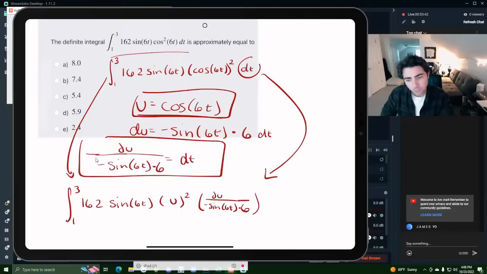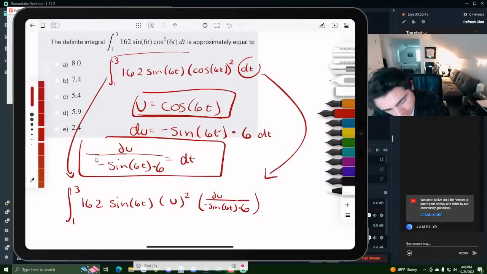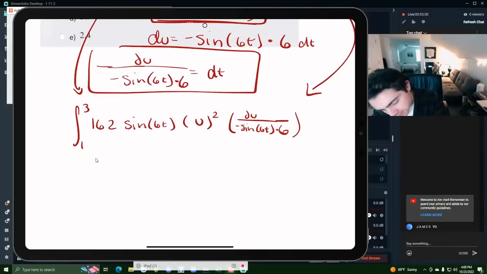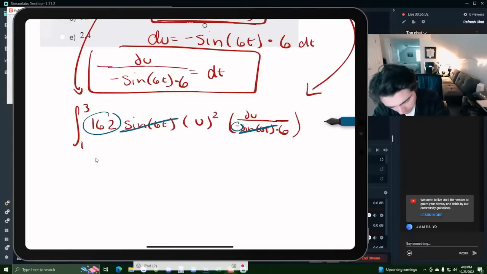All right, so now we have everything almost in terms of u and du, but we need to cancel out the t terms. What t terms do we see? We see a sine of 6t and a sine of 6t. We gather the constants. We have 162 and a negative 6. Again, this little dot here is just multiplication. It's not any other sign or anything. So we have 162 basically divided by negative 6.